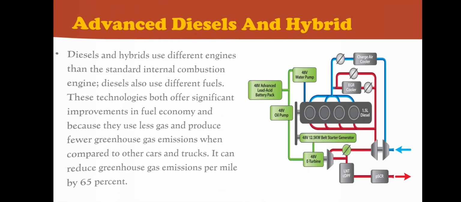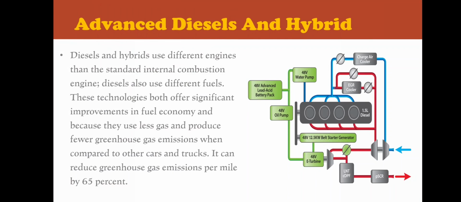Advanced diesels and hybrids. Diesels and hybrids use different engines than the standard internal combustion engine. Diesels also use different fuels. These technologies both offer significant improvements in fuel economy, and because they use less gas and produce fewer greenhouse gas emissions compared to other cars and trucks, they can reduce greenhouse gas emissions per mile by 65%.